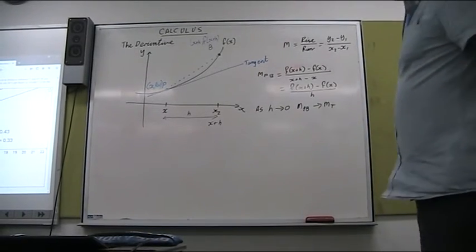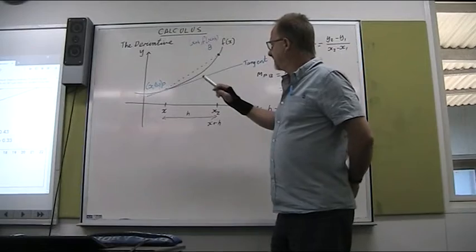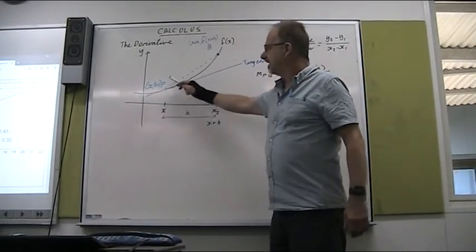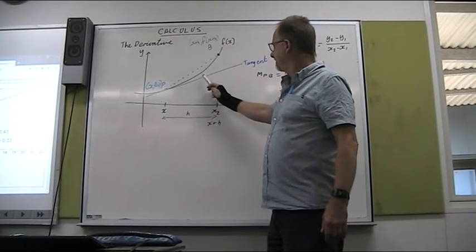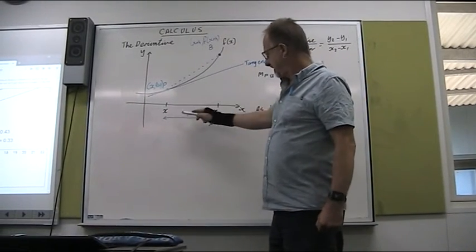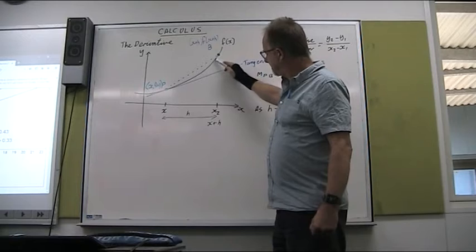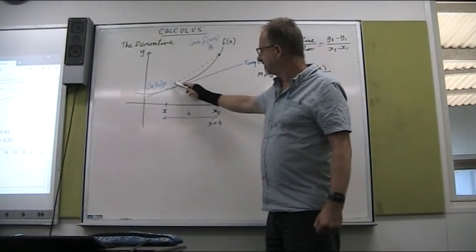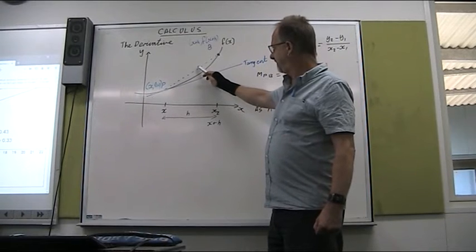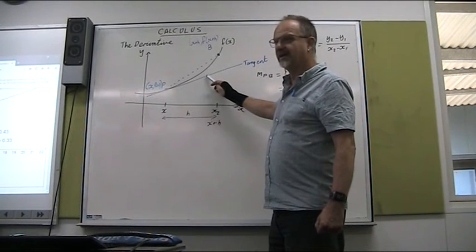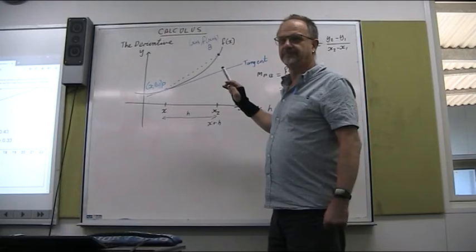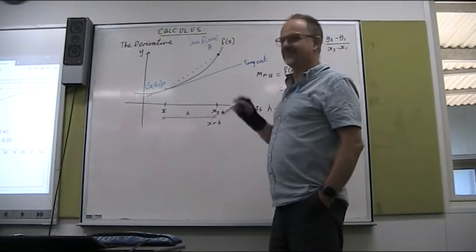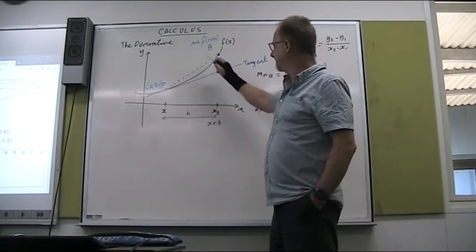Not yet? All right, so what are we doing? We're working out the gradient of this purple line here to approximate the gradient of that tangent. And if I make this h smaller, what does that do? That brings this point closer and closer. And as we bring the point closer and closer, the gradient of the purple line gets closer to the gradient of the blue line. We're all happy with that? So that's what we're doing.